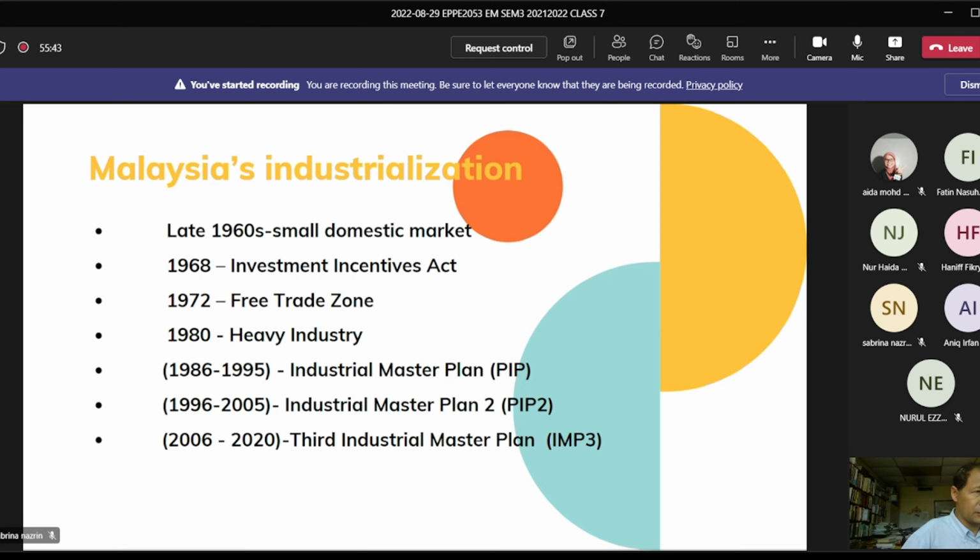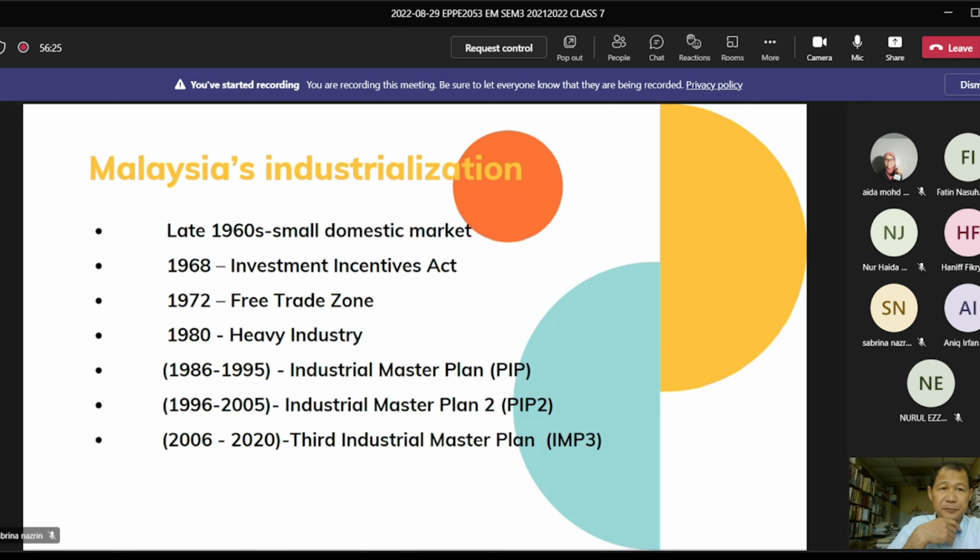I'm doing a Google on it. Okay, Pioneer Industries Ordinance 1958. So it began with that. Pioneer Industries Ordinance 1958.